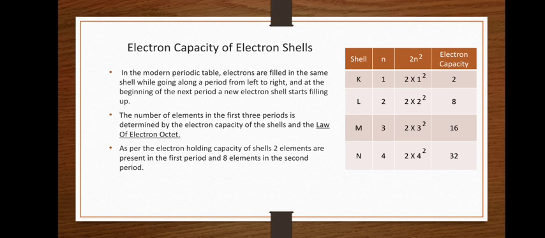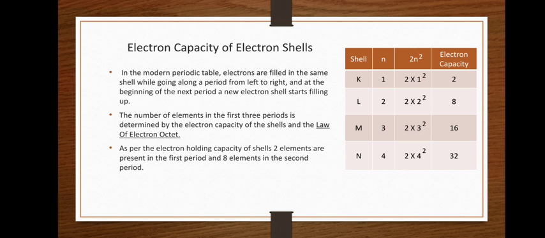Correct? Only we are talking about the first three periods, right? The first period is the shortest, then second and third, they are also short periods, very short periods in fact. As per the electron holding capacity of shells, 2 elements are present in the first period and 8 elements in the second period. Now let's see here capacity of the shells. Okay, there are 4 shells K, L, M and N. Correct? How do we determine the electron holding capacity?